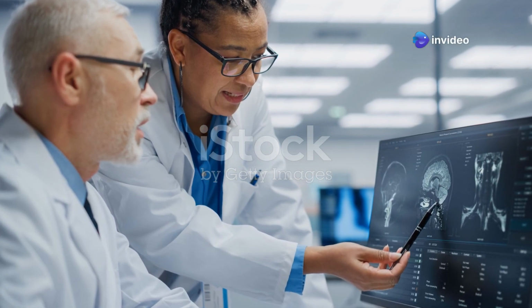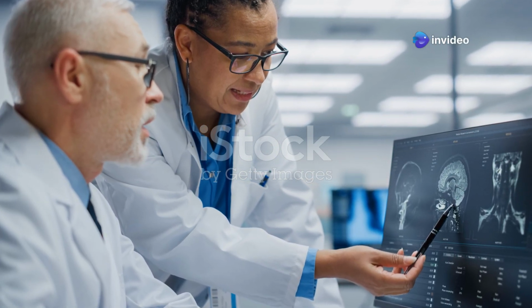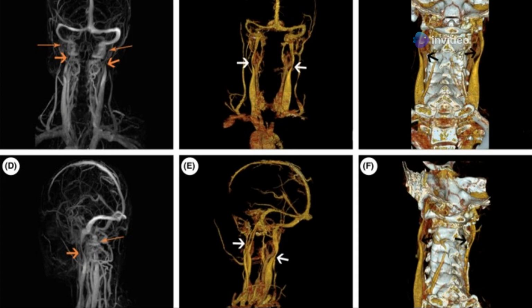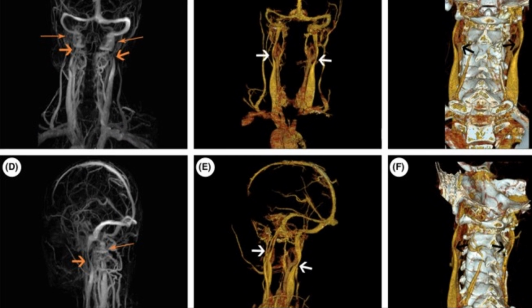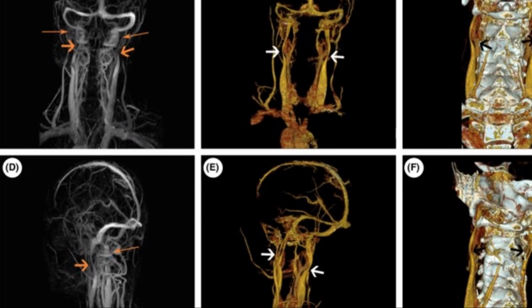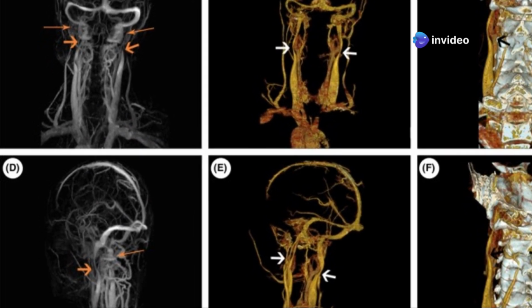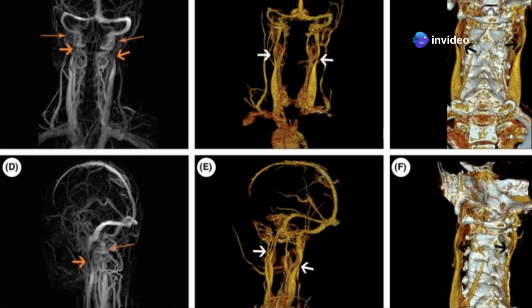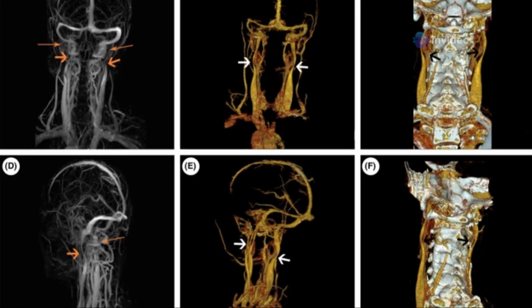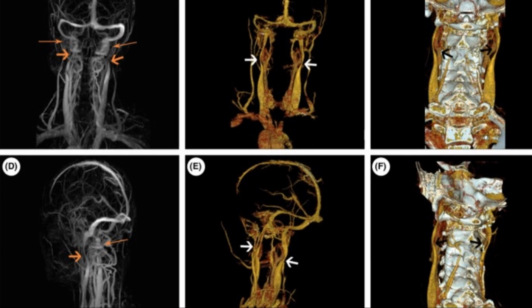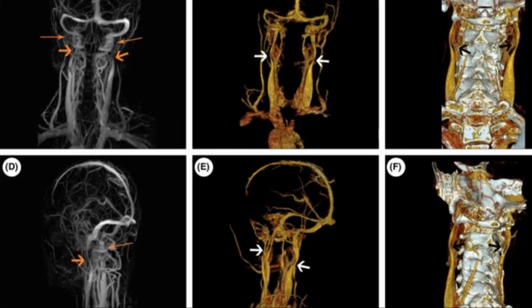Figure 2 in Joe et al. showcases examples of how JVOD manifests in medical imaging, specifically magnetic resonance venography and three-dimensional computed tomography reconstruction. The figure presents images of patients with bilateral internal jugular vein stenosis, meaning a narrowing of the internal jugular vein on both sides of the neck.